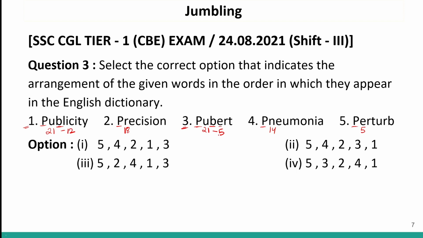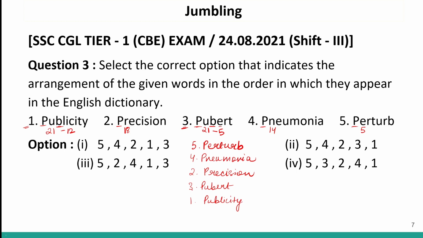Correct? So the order will be, the first word will be perturb. The next word will be pneumonia. In pneumonia, P is silent. Then the next word will be precision. After this, the next word will be pubert. And after this, the next word will be publicity. So the correct sequence will be 5, 4, 2, 3, 1, and 5, 4, 2, 3, 1 is given in option number 2. So option number 2 will be the correct answer to this question.